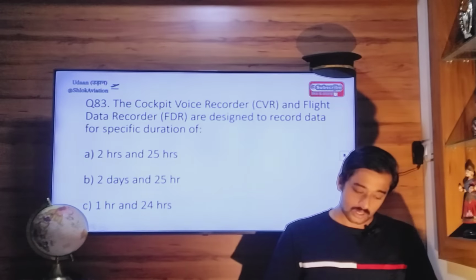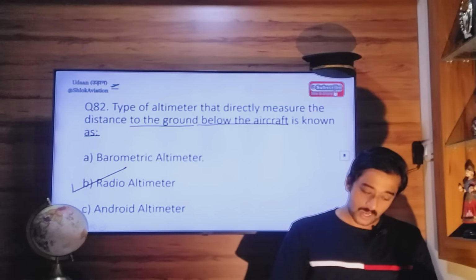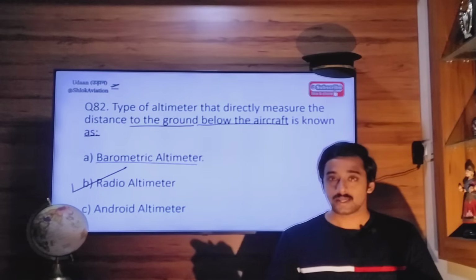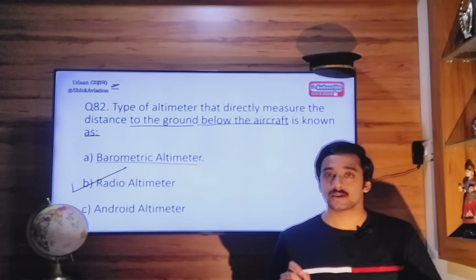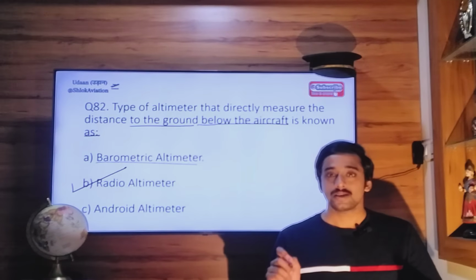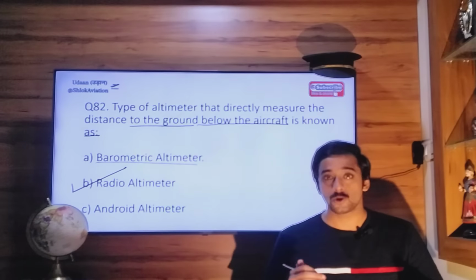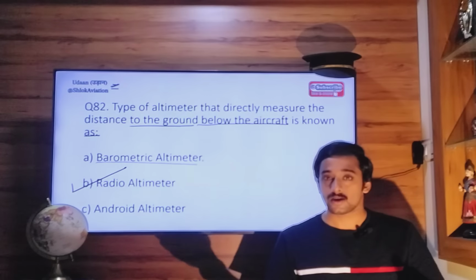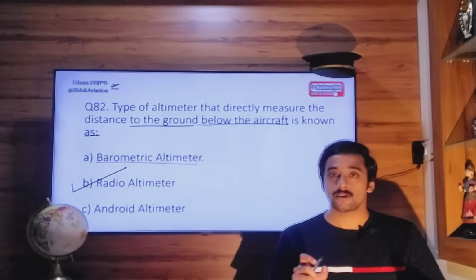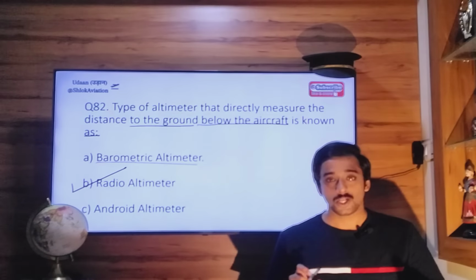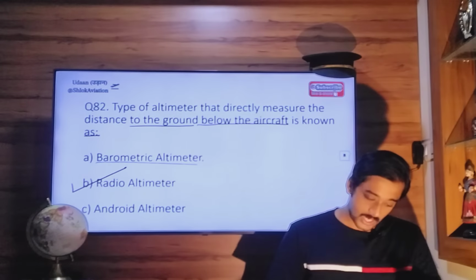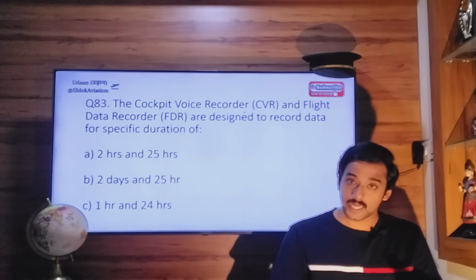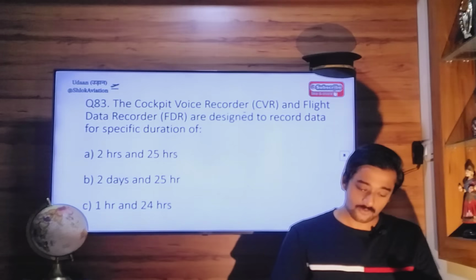Okay, so radio altimeter. Now this barometric altimeter is nothing but your sensitive pressure altimeter, right? Whatever altimeter pressure setting you put in the setting window, according to that the vertical distance will be shown to you. If you put QNH, altitude will be indicated. If you put QFE, height will be indicated. If you enter standard pressure setting, pressure altitude will be indicated. Okay, so radio altimeter.